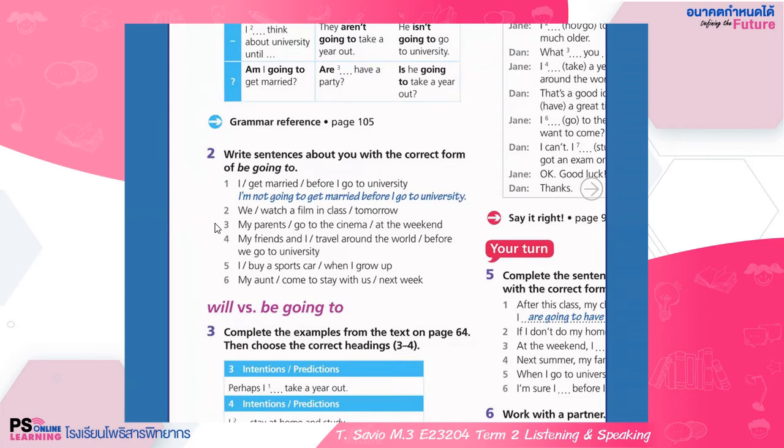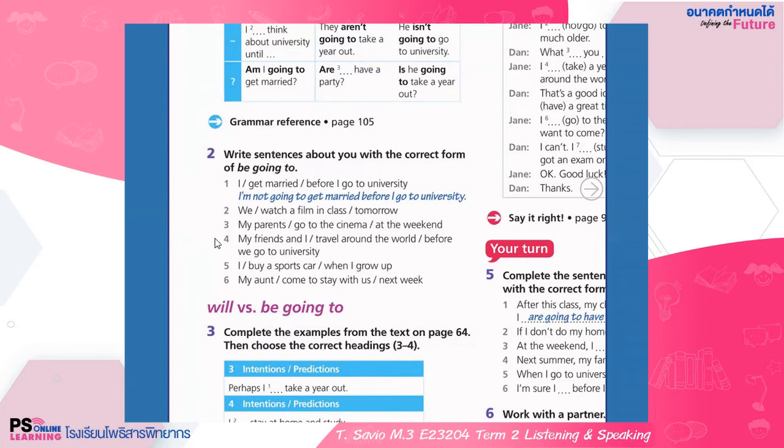Number 3, my parents go to the cinema at the weekend. The affirmative form will be, my parents are going to go to the cinema at the weekend. And the negative form will be, my parents aren't going to go to the cinema at the weekend.